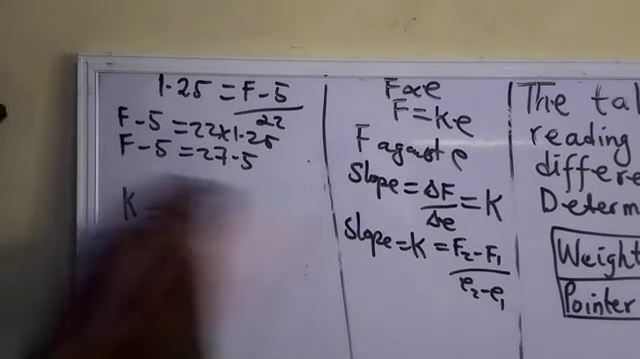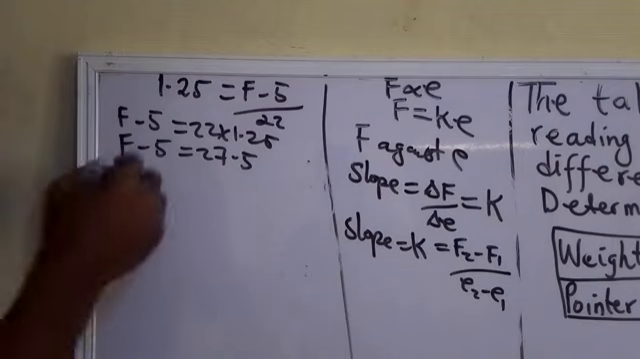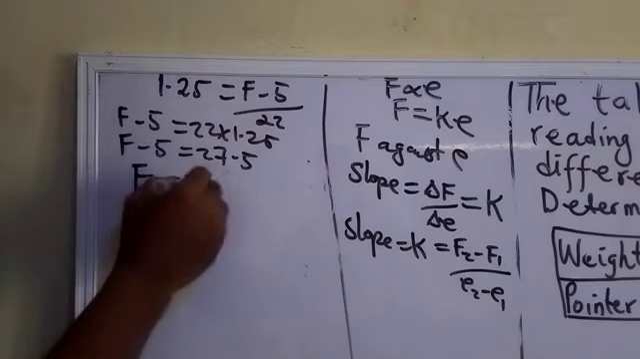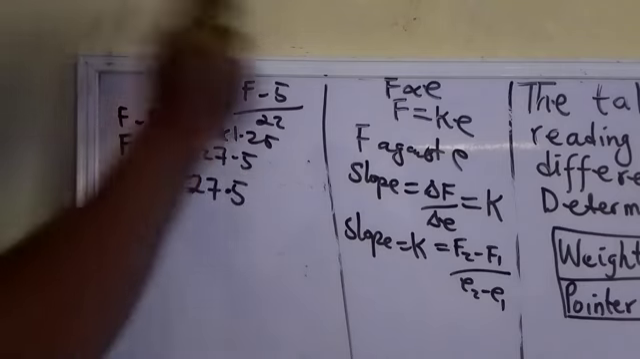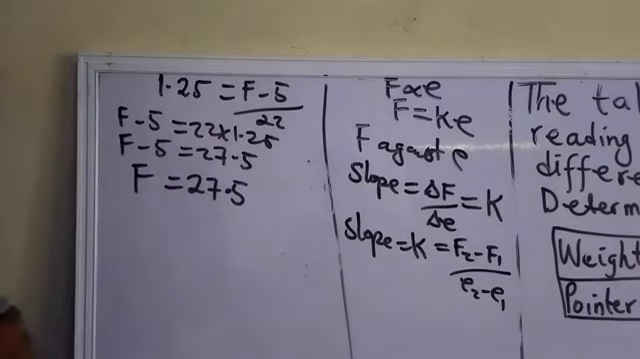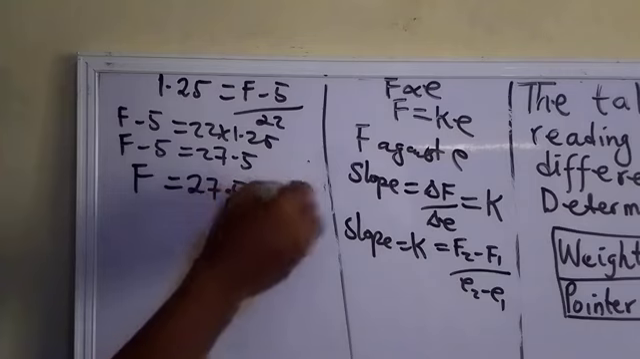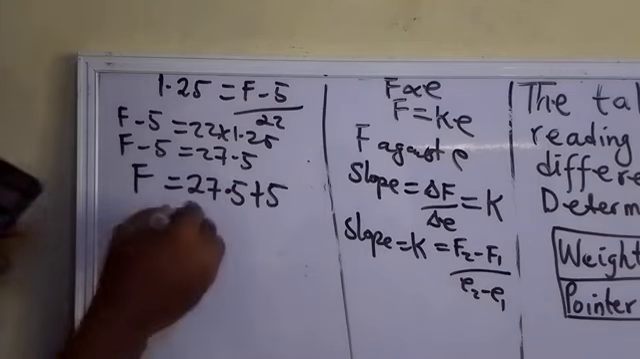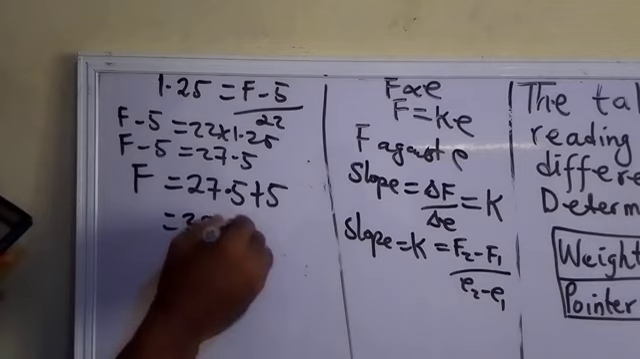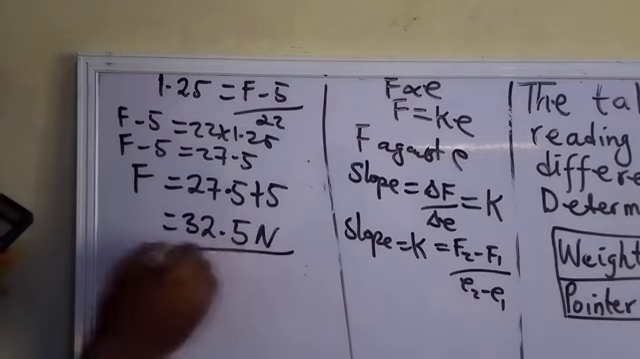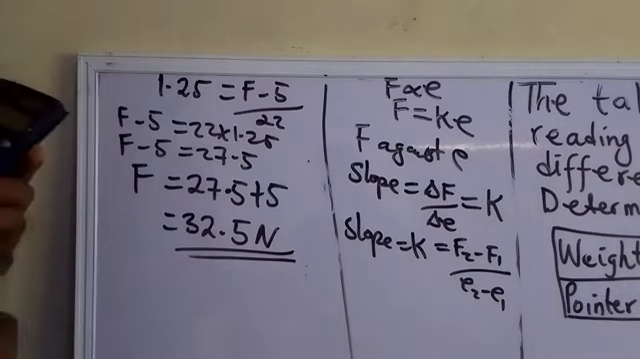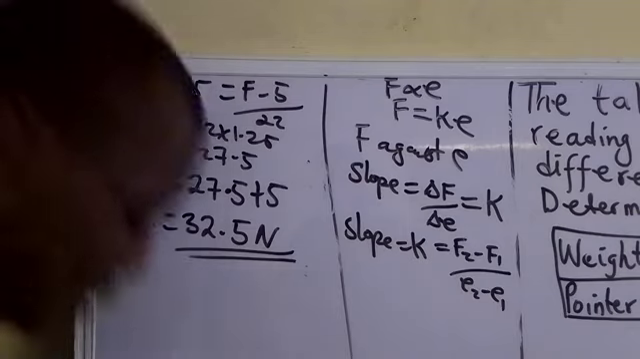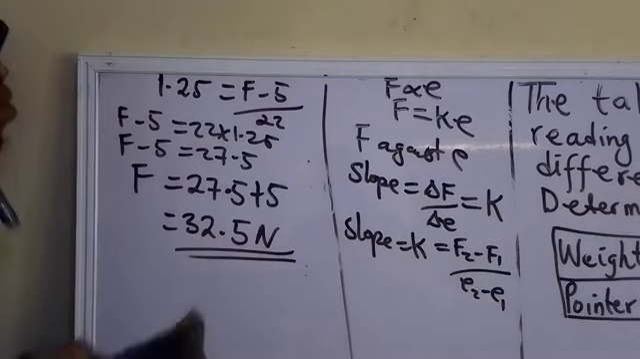Now we need to get the value of F, which will now be 27.5, rather. Minus 5 crossing to the other side of the equal sign becomes plus 5. So this becomes 32.5 Newton, and that is the value of F. Of course, if you use F and 10, you will get the same answer.